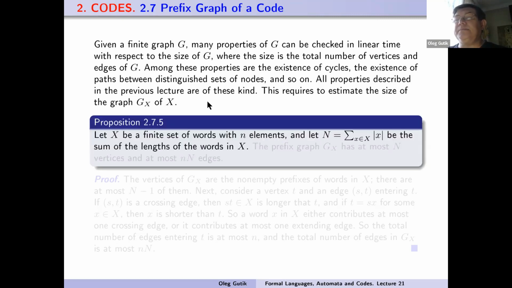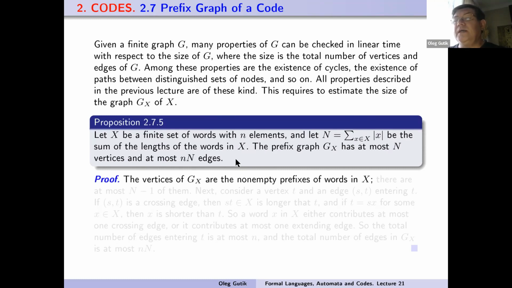Proposition 2.7.5. Let X be a finite set of words with n elements, and let N be the sum of the lengths of the words in X. The prefix graph G(X) has at most N vertices and at most n times N edges.